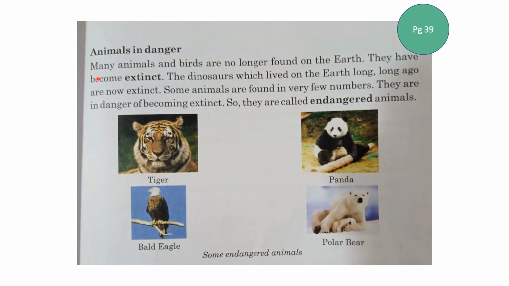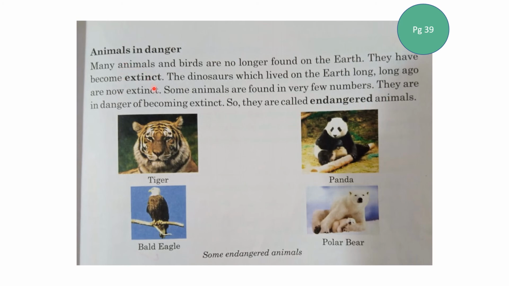Animals in danger. Many animals and birds are no longer found on Earth. They have become extinct. The dinosaurs which lived on the Earth long, long ago are now extinct. Some animals are found in very few numbers. They are in danger of becoming extinct. So they are called endangered animals.